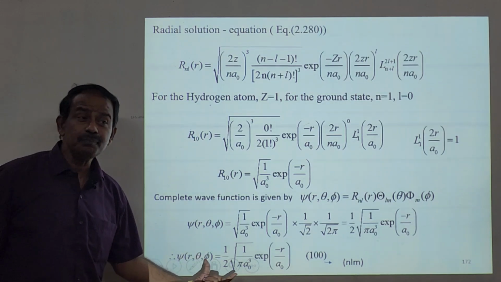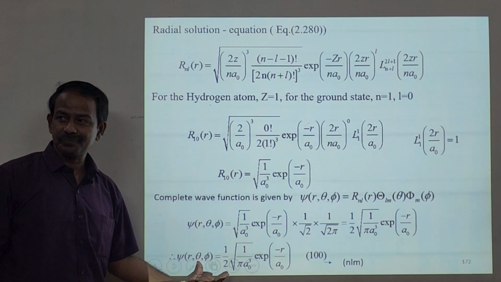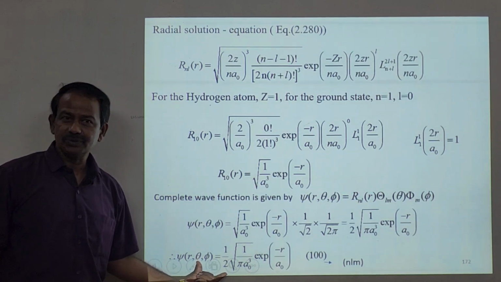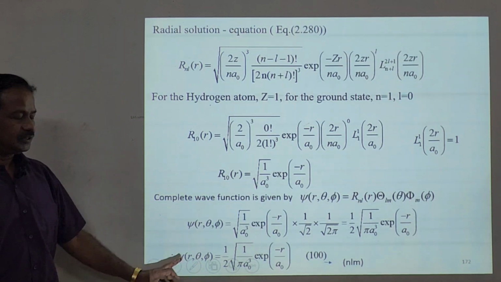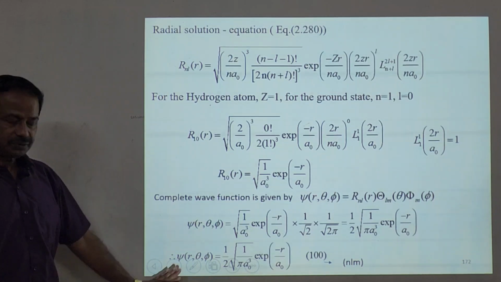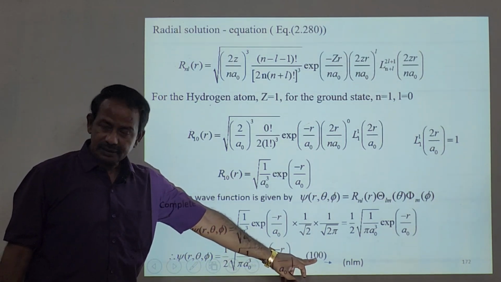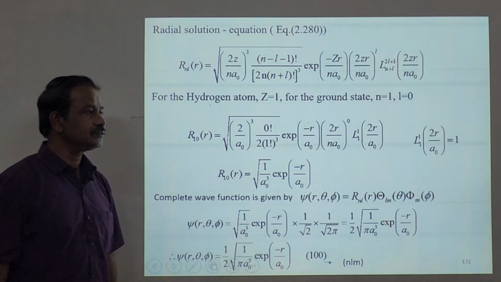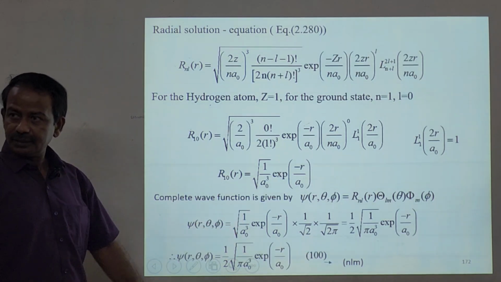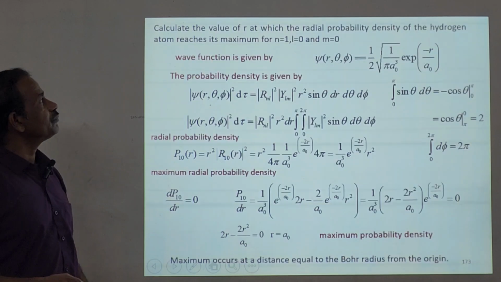So this is your complete ground state wave function. This is your complete wave function for the ground state. This is for n equal to 1, l equal to 0, m equal to 0. Any doubt? It's a very simplified one.